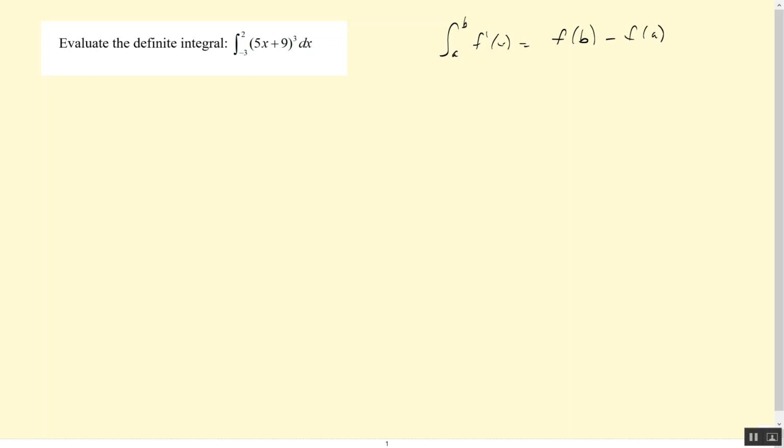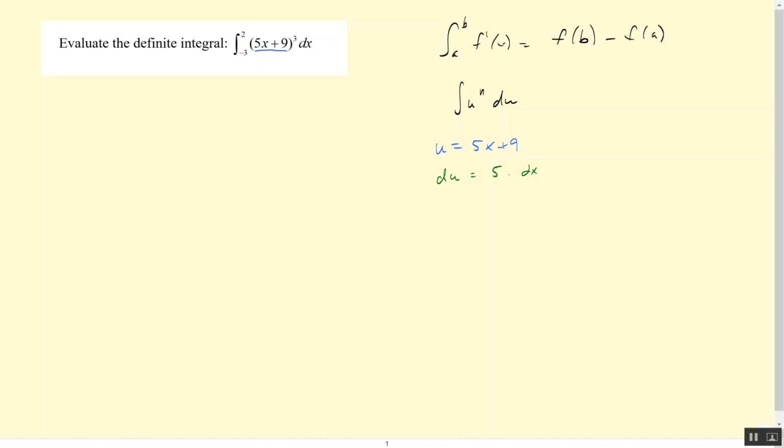For this particular example, we're going to have to use substitution to find the antiderivative. Our goal for this one is u to the n du. The first thing you do is figure out what your u is going to be. This one is pretty obvious. We're going to let u be 5x plus 9, the stuff in parentheses. Now that we have our u, we've got to find the du. Taking the derivative, we get 5 dx.